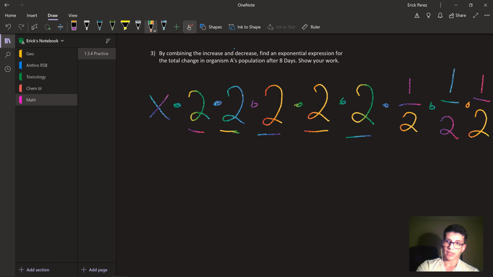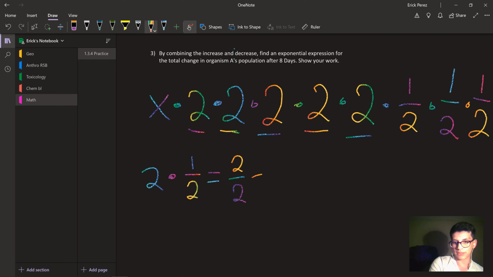So, you'll notice that you have to remember your fractions, okay? If I take 2 and I multiply it by 1/2, this actually equals 2 over 2, which means 1. And I'll show you how I do that, okay?